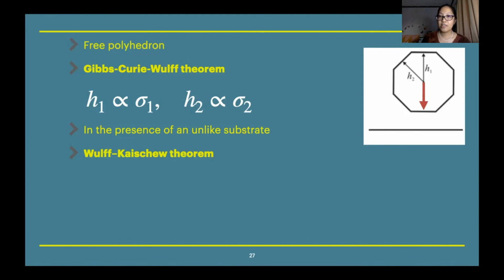But the distance to the contact plane will be proportional to sigma I minus beta, according to the Wulff-Curie theorem. So note that we simply had a change of variable from h sub m to h sub I. So again, h sub I is proportional to sigma sub I minus beta. That's the distance from the Wulff's point to the contact plane.